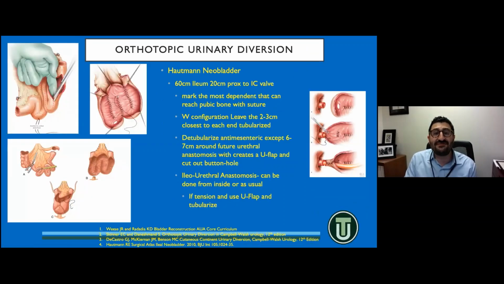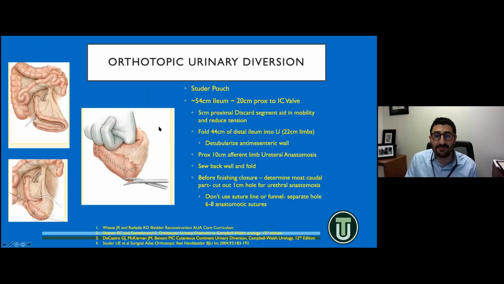So different types of orthotopic diversions. I'll just go through this quick and let you guys read some of this on your own in the interest of time. But the Hautmann neobladder uses 60 centimeters of ileum in a W configuration here, as you can see. The Studer is the other most common orthotopic diversion. Similar principle, but smaller segment of bowel utilized.